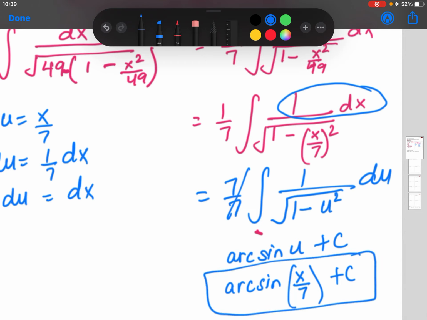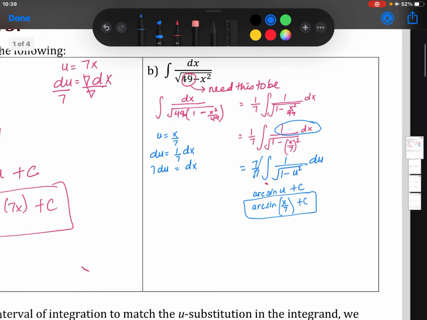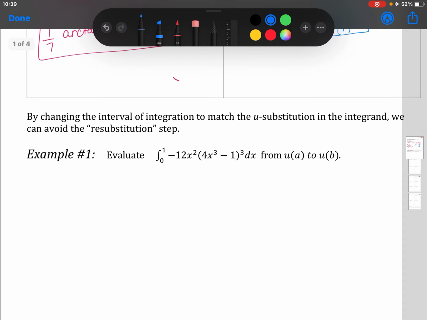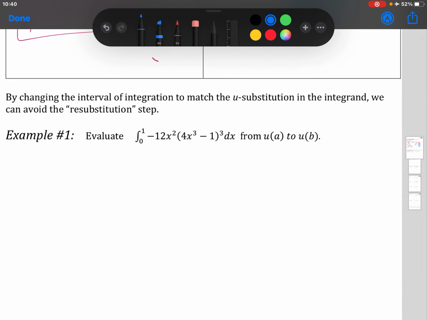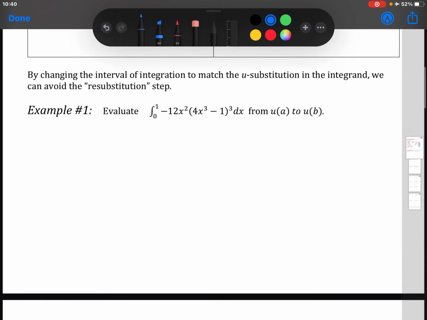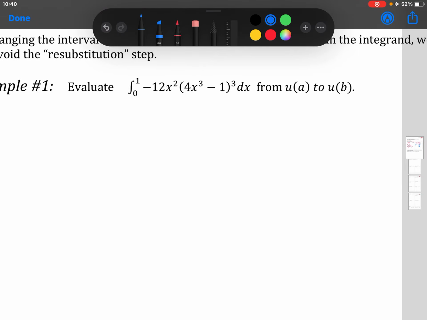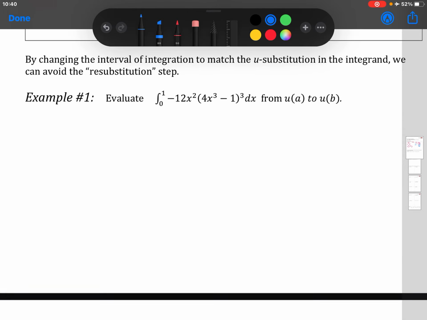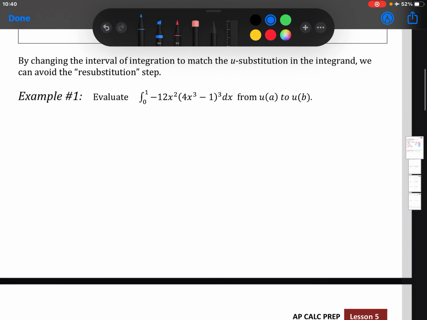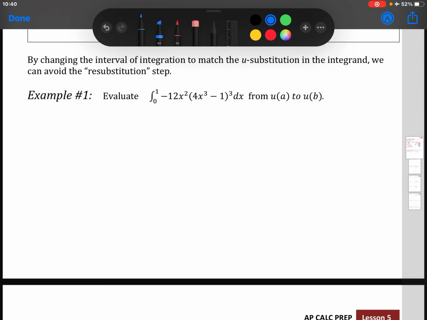Today, we are just going to do everything we have done so far, but it will be bounded. So we won't write the plus c anymore, and that's what we're doing. So by changing the interval of integration to match the u substitution in the integrand, we can avoid the resubstitution step. So that would be another method. So I'm going to show you both the methods, and then I'm going to leave it up to you to decide which method you want to work with. Okay? So let's get started with example 1.